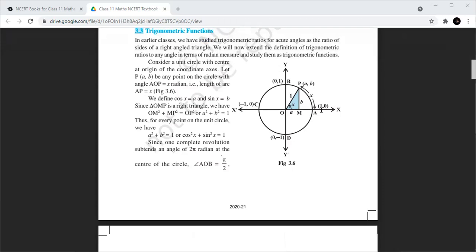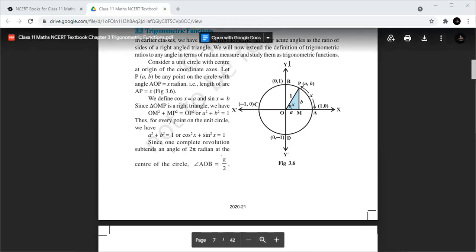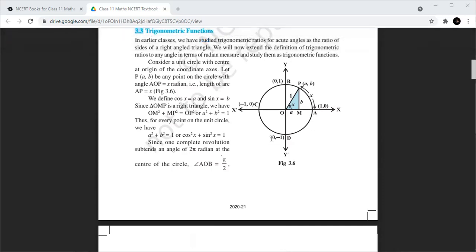Okay, and we have already seen that we need to study these angles in radian measure. So it would be 0 in radian. This is known as pi by 2. This becomes pi. This becomes 3 pi by 2, and this is 2 pi, 360 degrees. Okay, one complete rotation. So this way it will go on increasing also.